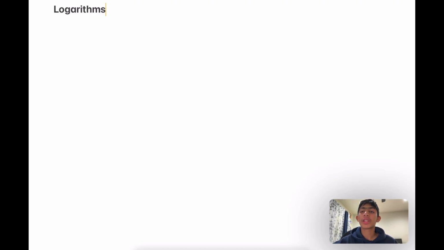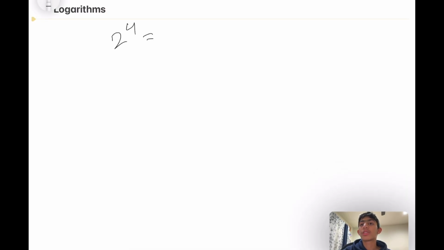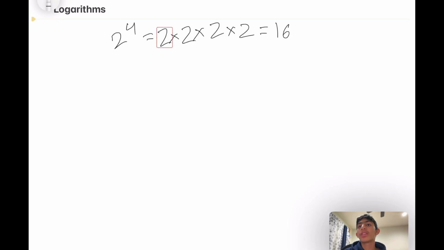Okay, let's start by talking about exponents. Let's take an example of 2 to the power of 4, which is equal to 2 times 2 times 2 times 2, which is equivalent to 16. Now what about somebody changing it and saying 2 to the power of x is equal to 16? What is x? This is your main question.